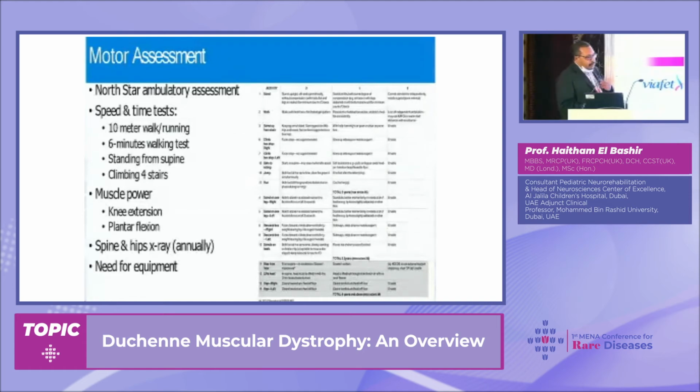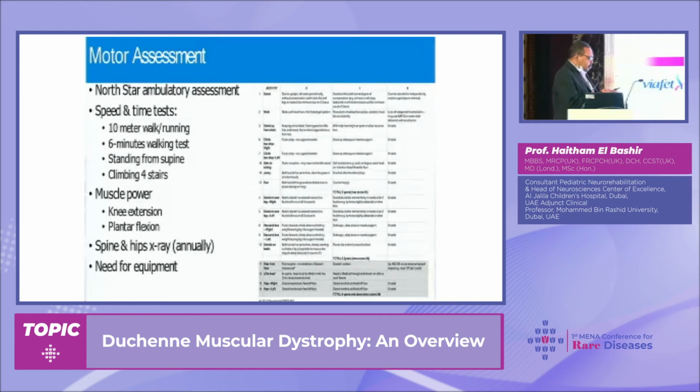And these are the motor assessments that we do in clinics. Some of our colleagues in neurology don't have time to do this. We see patients for longer, so we do all of these tests when we see them. The most important one is the North Star Ambulatory Assessment. These are tests insurance will now ask about when you are trying to put the child on any treatment. The 6-minute walk test, the 10-meter walk, and climbing 4 stairs. These are simple tests, but they can give you an excellent indication of the function of the child.